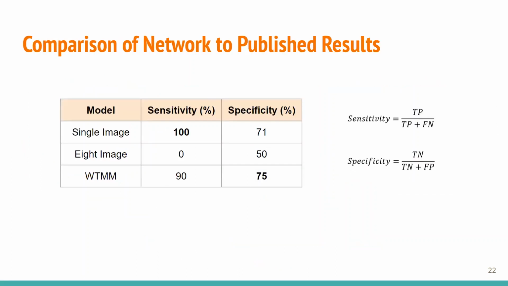And this is the comparison. We can see that the 8-image model didn't really work out very well, whereas the WTMM is an 8-image model and it's working out fairly well. The single image model had better sensitivity, which is the more important metric, where you want to make sure you catch everything that is cancer. And then the WTMM had better specificity. So if you handed it healthy, it would do better at correctly categorizing it as healthy. But again, it's more important to catch all the cancer without classifying everything as cancer like the 8-image model was.